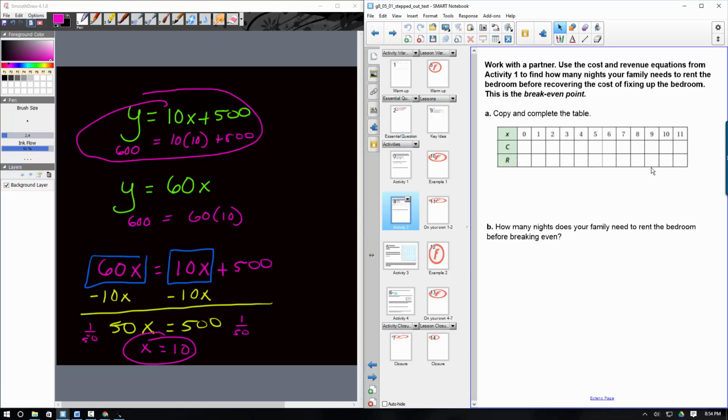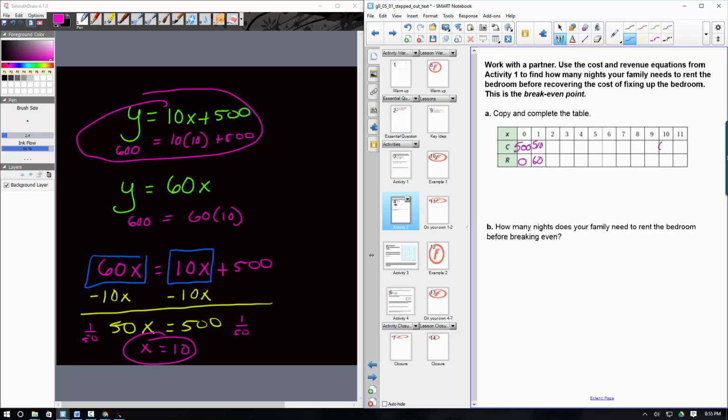So we're going to now go to this one here, and we can start putting these in. Of course, I have my two equations. So for this one here, I plug in a 0. I'm going to have 0 times 10 is 0 plus 500 is 500. And my revenue is going to be 0. I make nothing on 0 nights. For one night, I make 510, or it costs me 510. And for this, it costs me 60. Or that's what I make. So it costs 510, but I make 60. Not good yet.